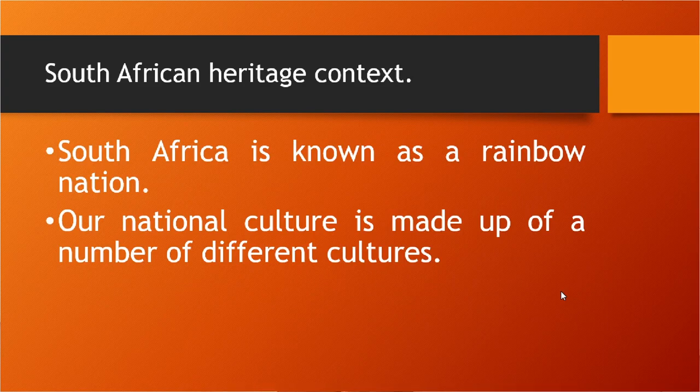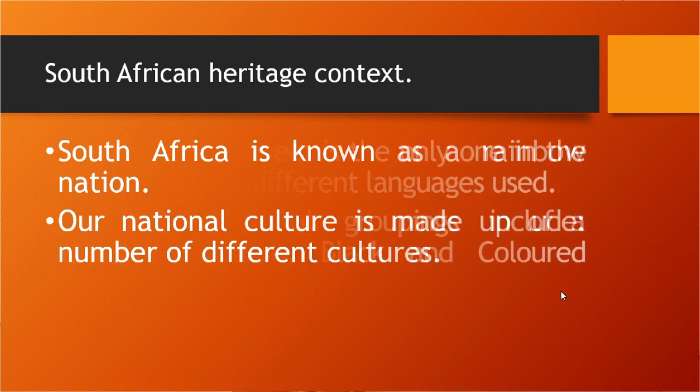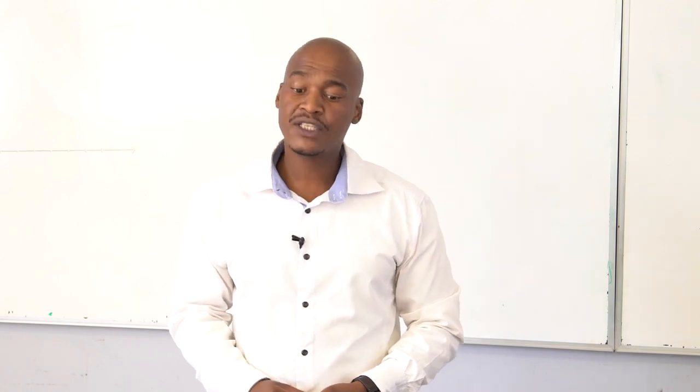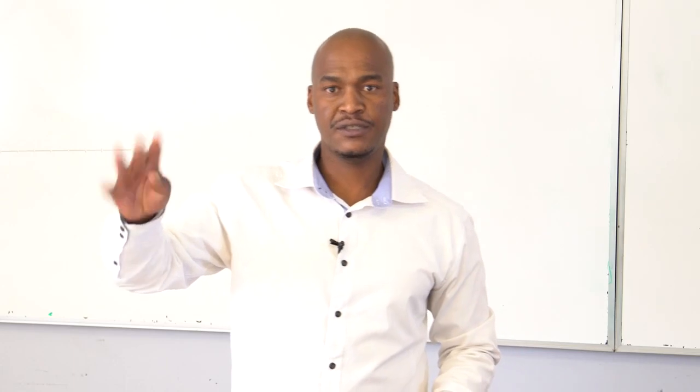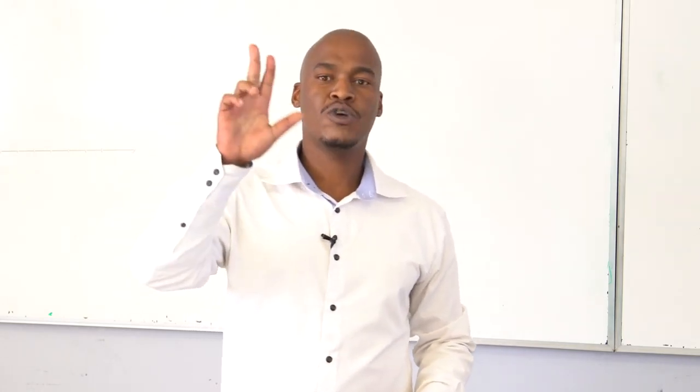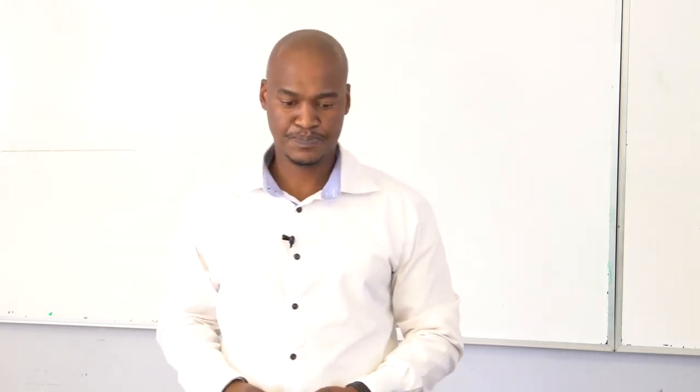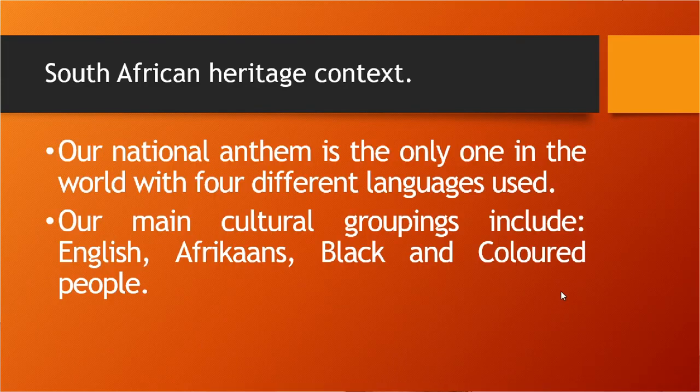South Africa is known as a rainbow nation, mainly because our national culture is made up of different cultures. Our national anthem is the only one in the world that has 4 different languages in it: Zulu, Sotho, English, and Afrikaans. Our main cultural groups in this country include English people, Afrikaners, the black communities, and the colored people.